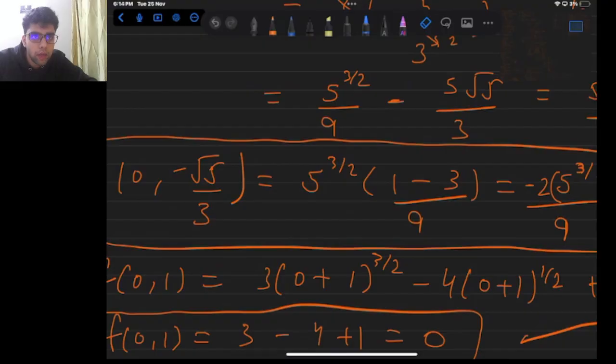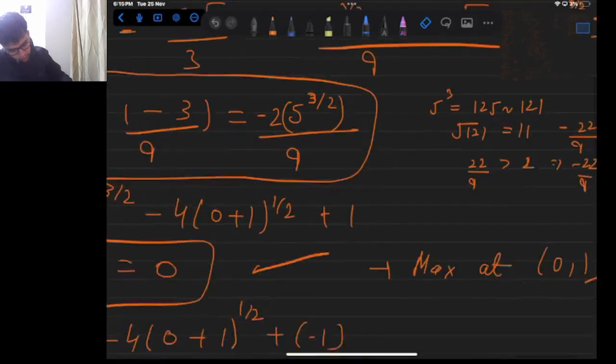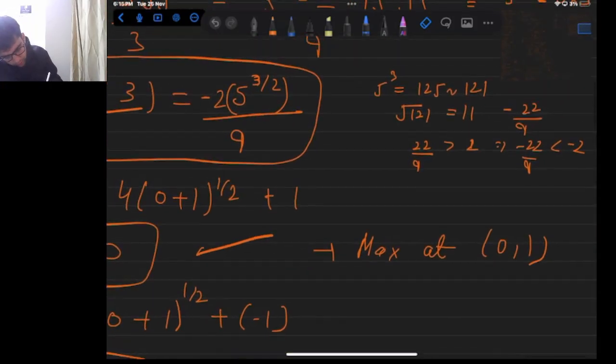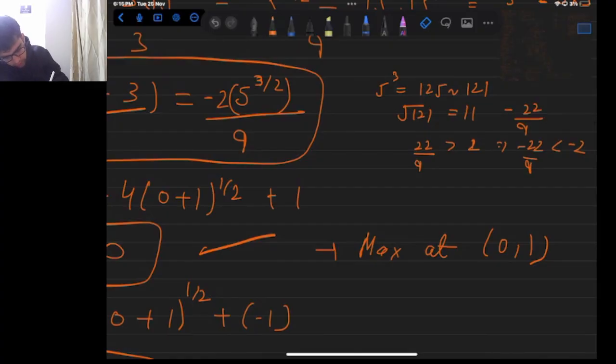So let me just write 5 root 125 divided by 9 and multiplied by 2. So this is approximately equal to minus 2.48. I hope you guys can see my screen. Negative 2.48.